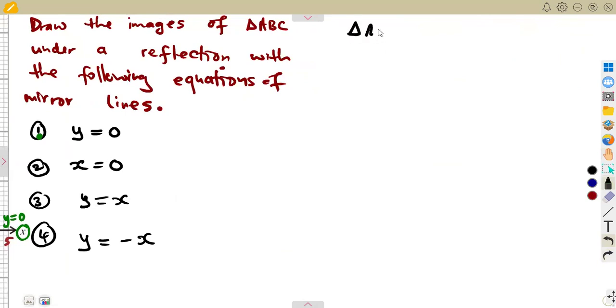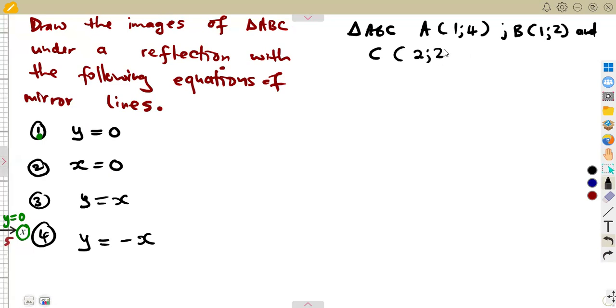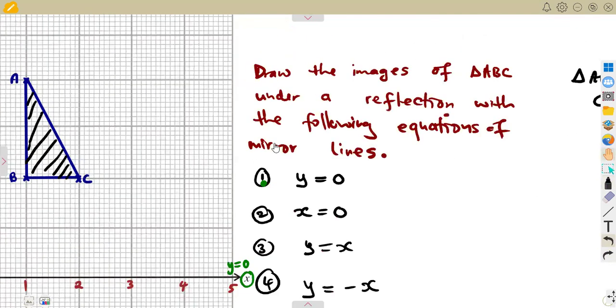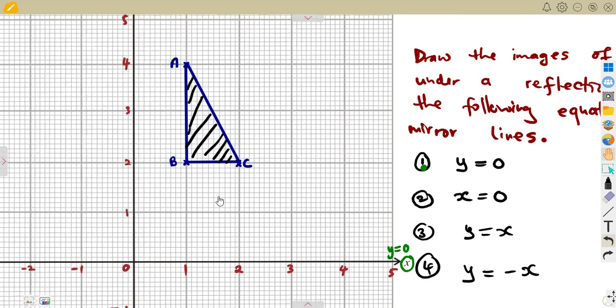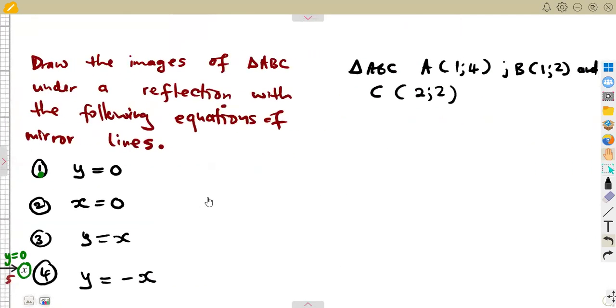From our diagram there, our triangle ABC, the original triangle that we're given, if you take a closer look, the point A was 1, 4, the coordinates there. Then B, it was 1, 2. And C was given as 2, 2. These are the coordinates of our object, if you check properly, 1, 4, 1, 2, 2, 2. I talked about that. So this is it. You want to draw the image, but using matrix method. Remember, we're still on matrix method.